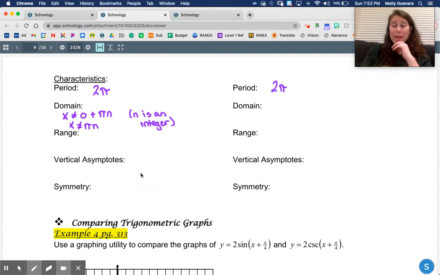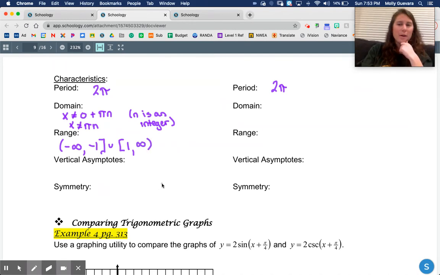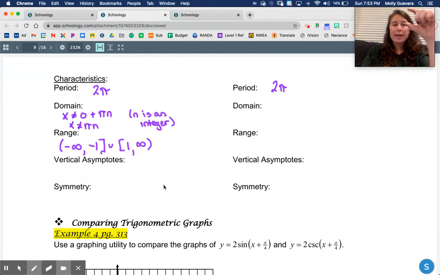My range. If we start on the bottom, what's the lowest this goes? This goes all the way down to negative infinity, and then it goes up, up, up until negative 1. There's a bracket at negative 1 because I do have a point at negative 1. And then there's nothing. We're just looking at those green ones. There's nothing until we get to 1, and there is a point at 1, and then that goes up to infinity. So that is my range. There's nothing between negative 1 and 1.